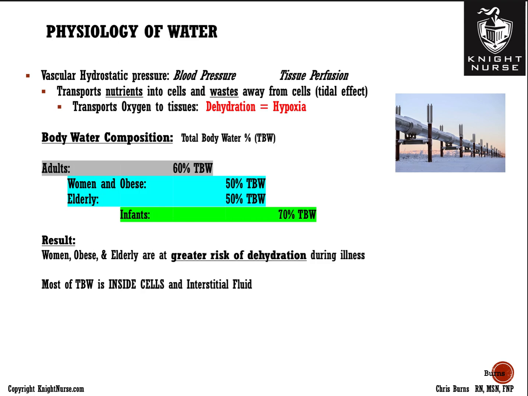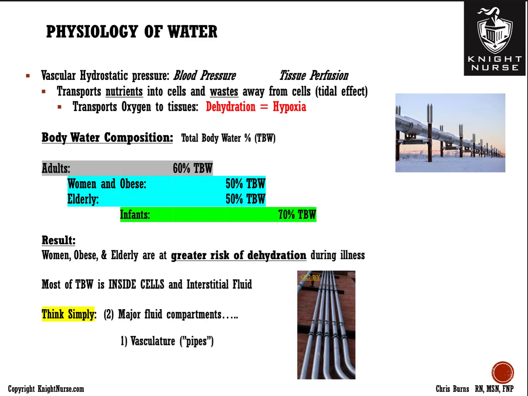So most of the total body water is inside of our cells. And it seems very confusing, but I want you to just think of it simply. There are two major fluid compartments we're going to talk about. One is the vasculature, or the pipes. Those are the arteries and the veins. And then the other one is the interstitial fluid and cells that surround the pipes, that the pipes actually feed their nutrients and fluid to.